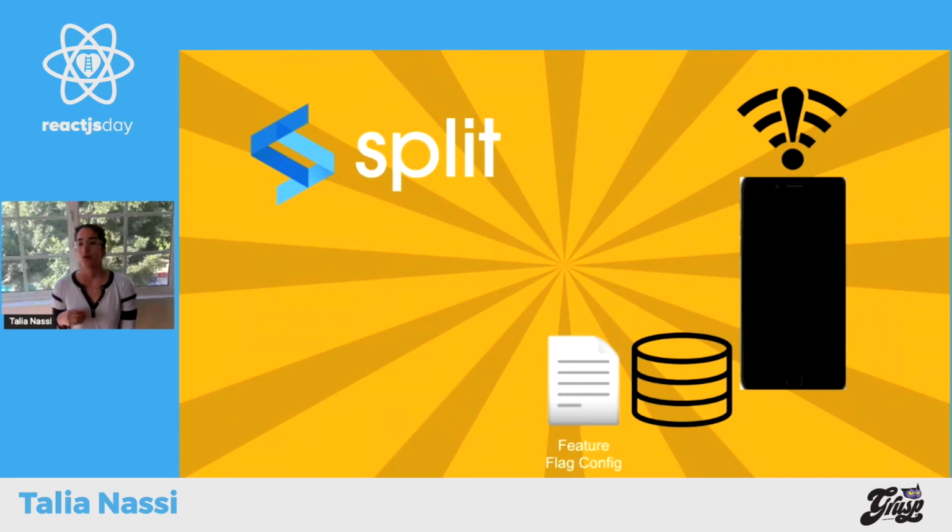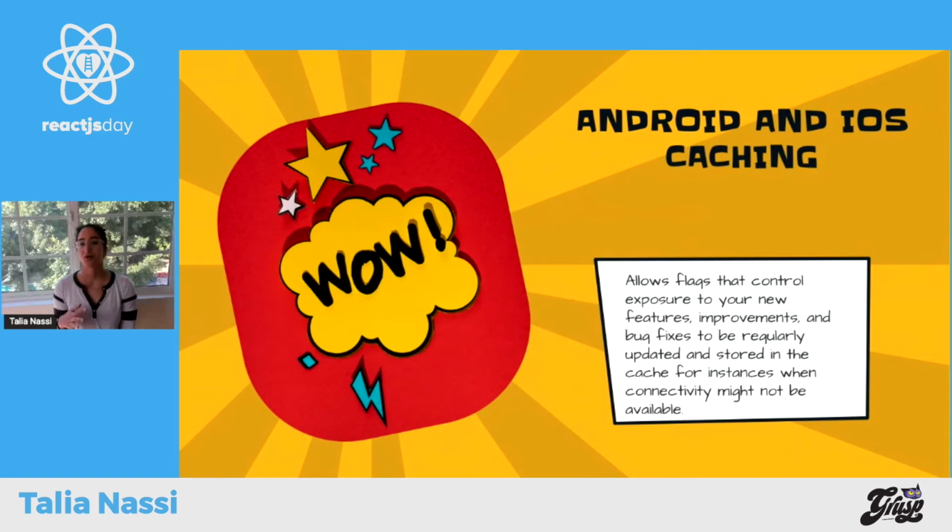And then what's great about this is it doesn't matter what kind of connectivity they have when they run your app, because the data is going to refresh every 15 minutes. And there's also no human intervention needed or no extra code needed. So again, this is really good for connectivity issues. So Android caching and iOS caching allows flags that control exposure to your new features, improvements, and bug fixes to be regularly updated and stored in the cache for instances where connectivity might not be available.